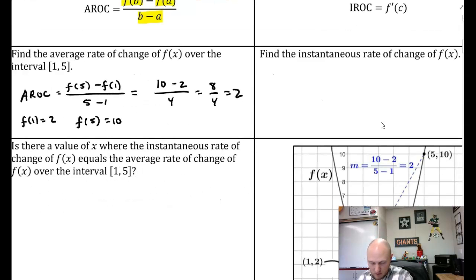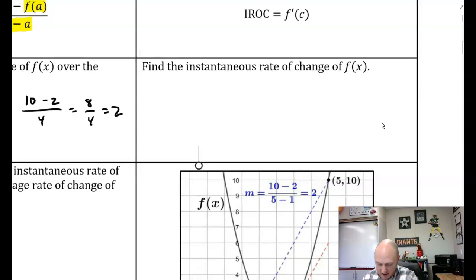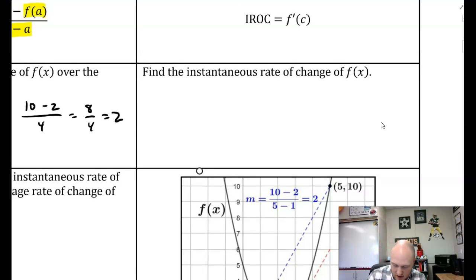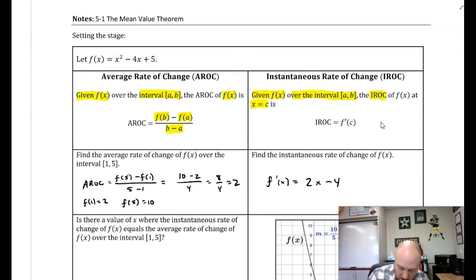Now, compare this with a question that says, find the instantaneous rate of change of f of x. Well, again, instantaneous rate of change, that's just the derivative. So f prime of x gives us 2x minus 4. And remember, I'm using the function up here at the top of your screen, so x squared minus 4x plus 5. There's my instantaneous rate of change.